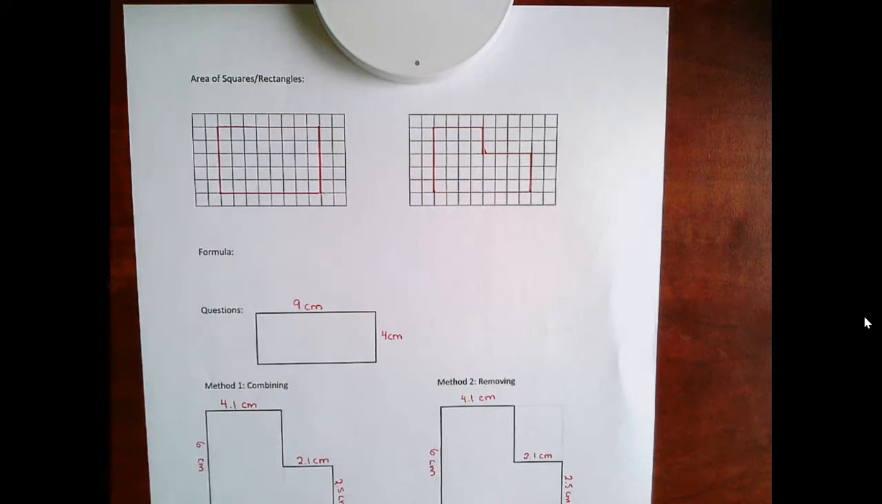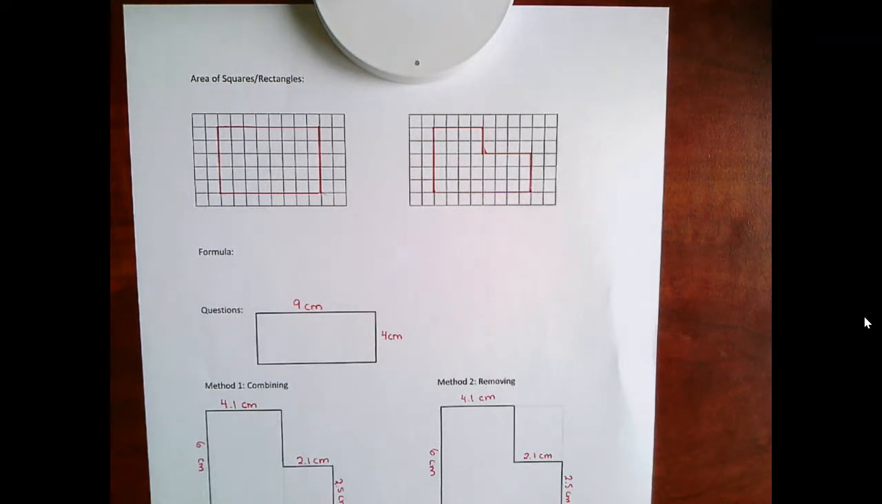Welcome back. Today we're going to be talking about area of squares and rectangles. So the first thing we want to do is just look at the basic introduction to area and what it's kind of telling us. And so area is the space inside of a square.